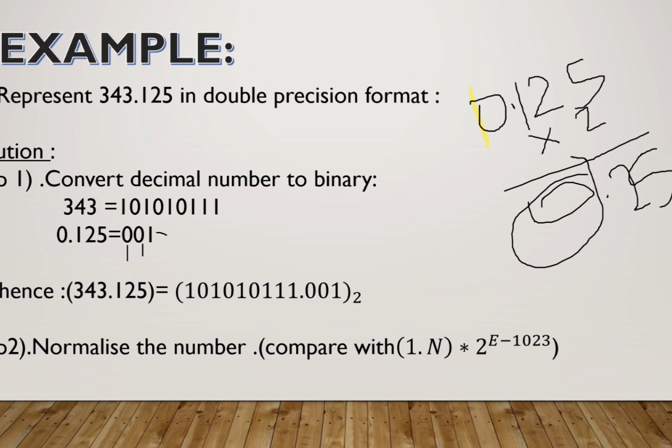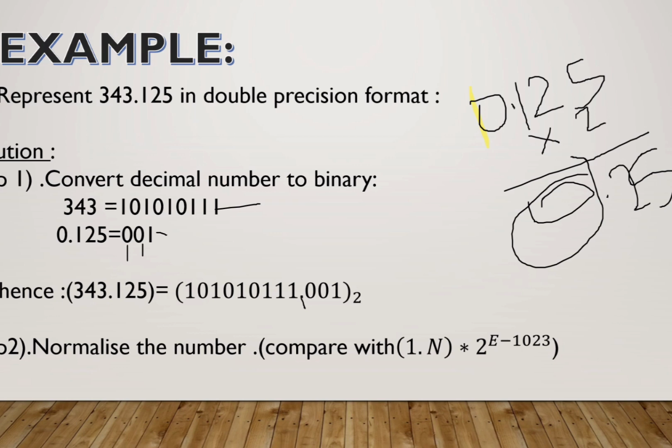Hence, the binary format of 343.125 will be equal to 343's binary written here, and add the binary of 0.125 by taking a simple decimal point here. So now we have the binary of this whole number. Whole number means a decimal number.